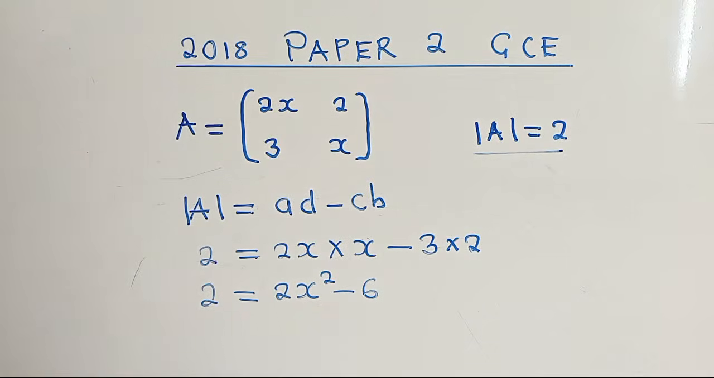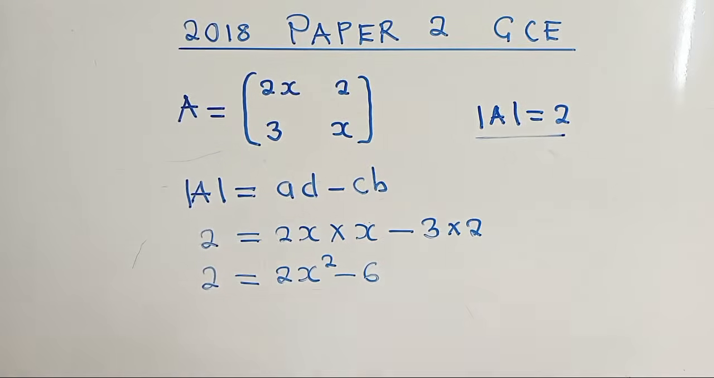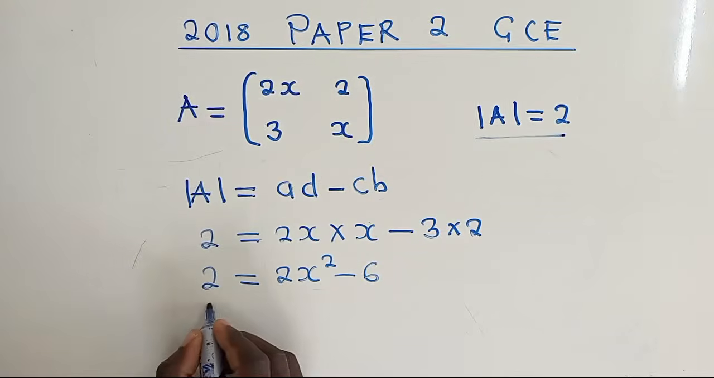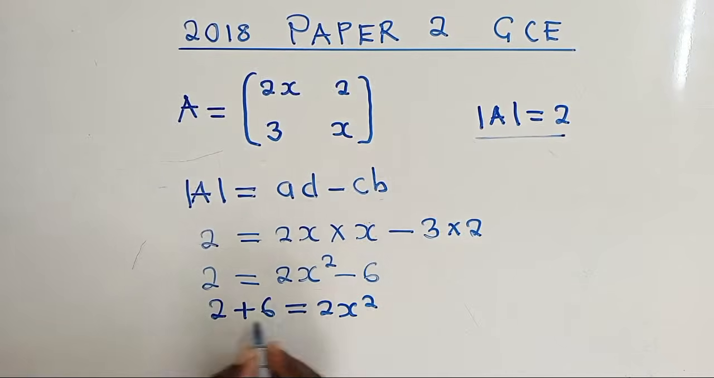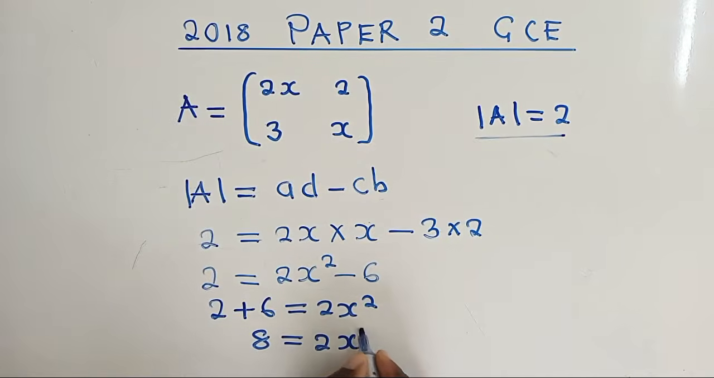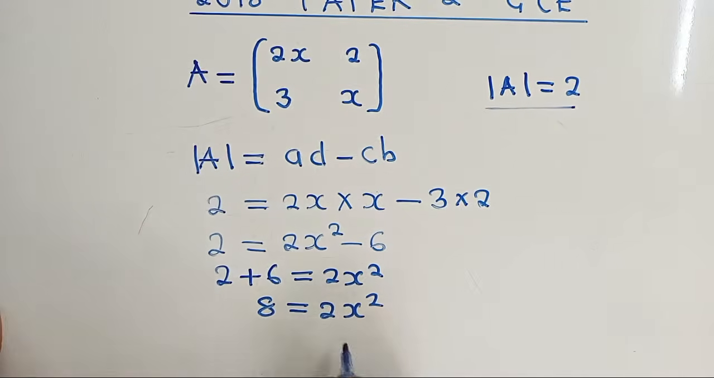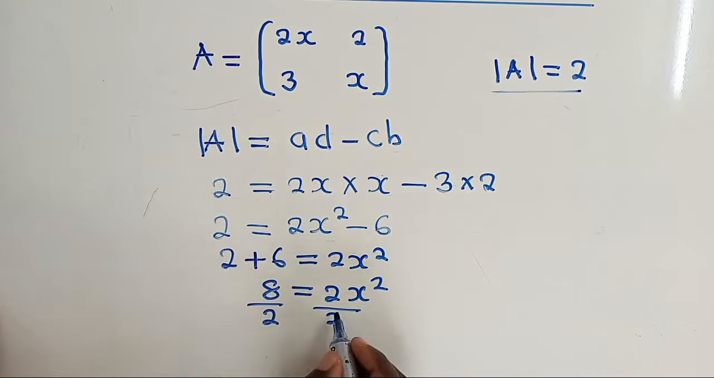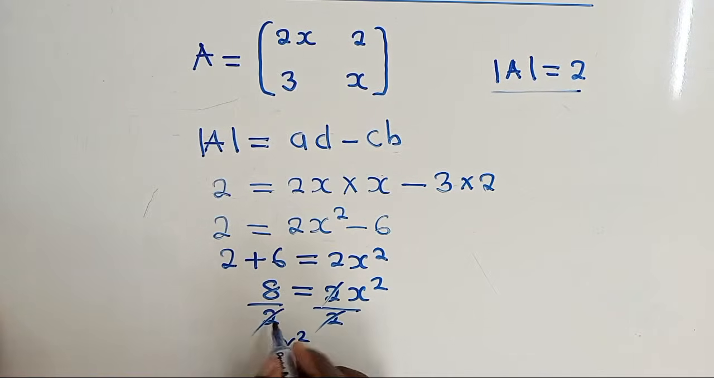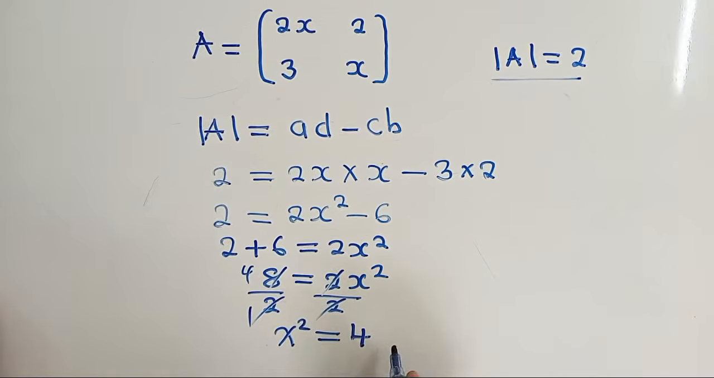Once you multiply, you now solve the equation. We shall have 2 plus 6 is equal to 2x power 2. And this gives us 8, which is equal to 2x power 2. To solve for x, we divide by 2 on both sides, so we remain with x squared. 2 into 2 is 1, 2 into 8 is 4. So we shall have x squared is equal to 4.